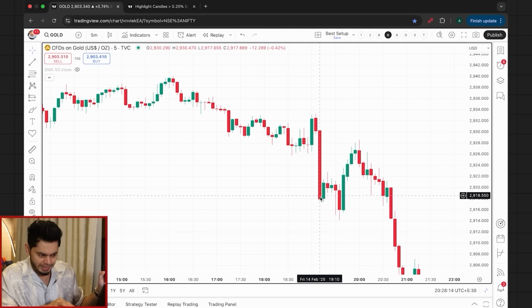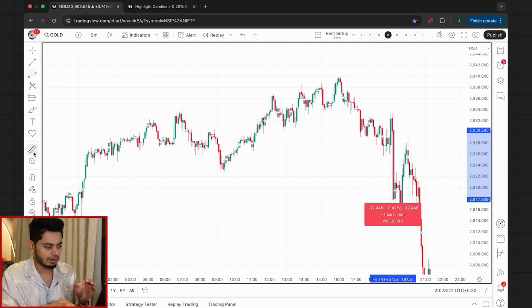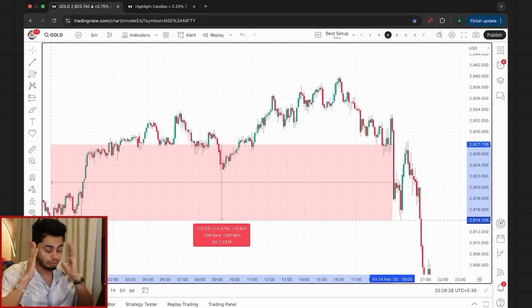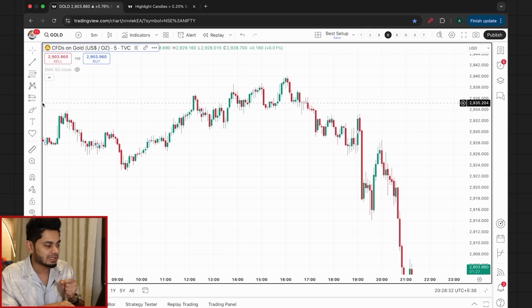Look at this big candle, guys. 0.42% is a $12 candle. Now, what am I doing? I'm just showing you a short story. Whenever such a big candle appears, it becomes even bigger than the previous 236 candles. Now, obviously, I will short here. Yes, I will short here.